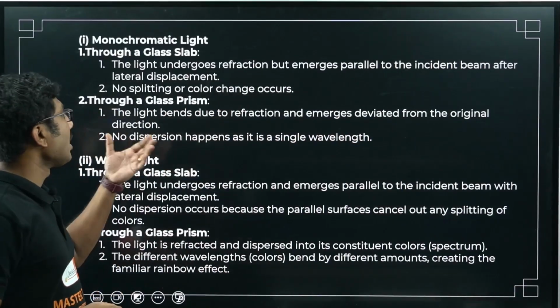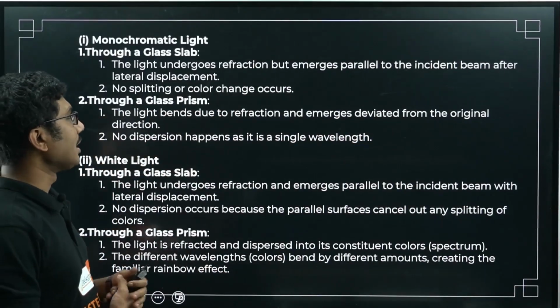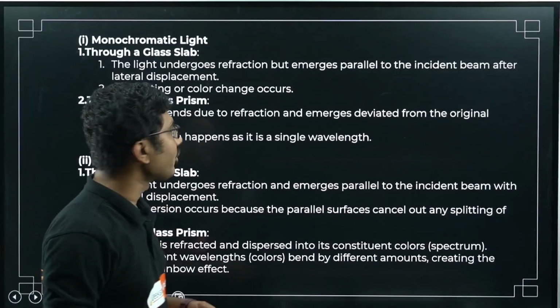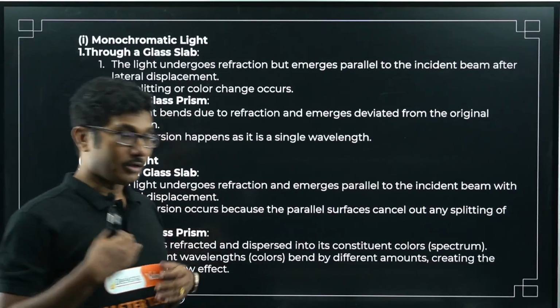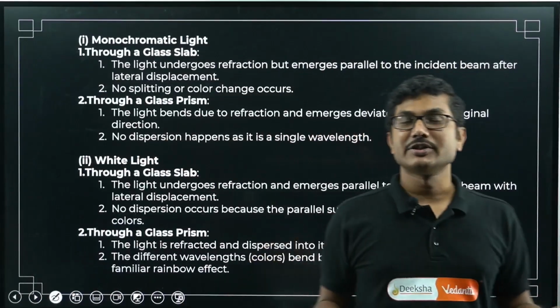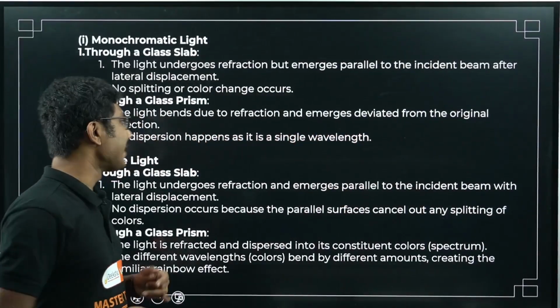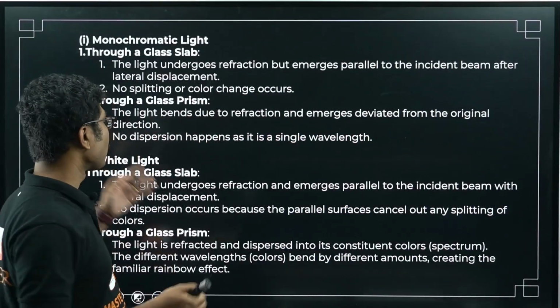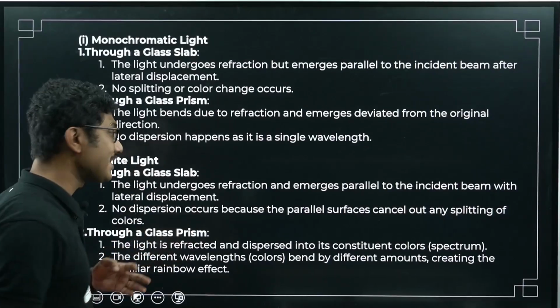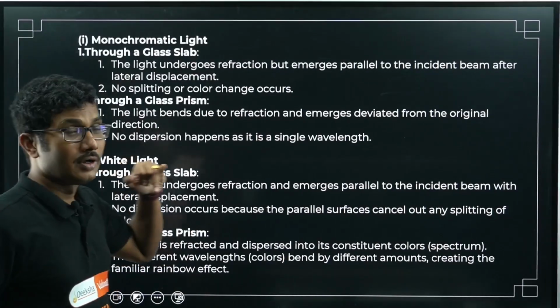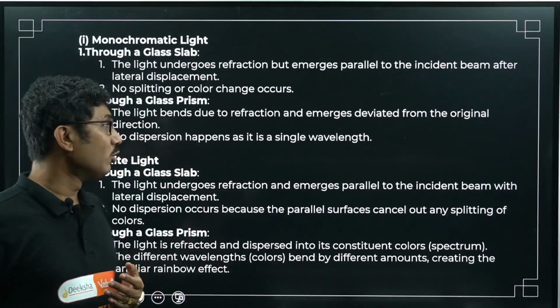Next, what? Through a glass prism, the light bends due to refraction and emerges deviated from the original direction. So it does not have any relationship with the initial direction. Okay, it bends and changes its direction, and there is a deviation. Not only lateral displacement, but there is a deviation angle also. In case of glass slab, the deviation is 0, obviously.